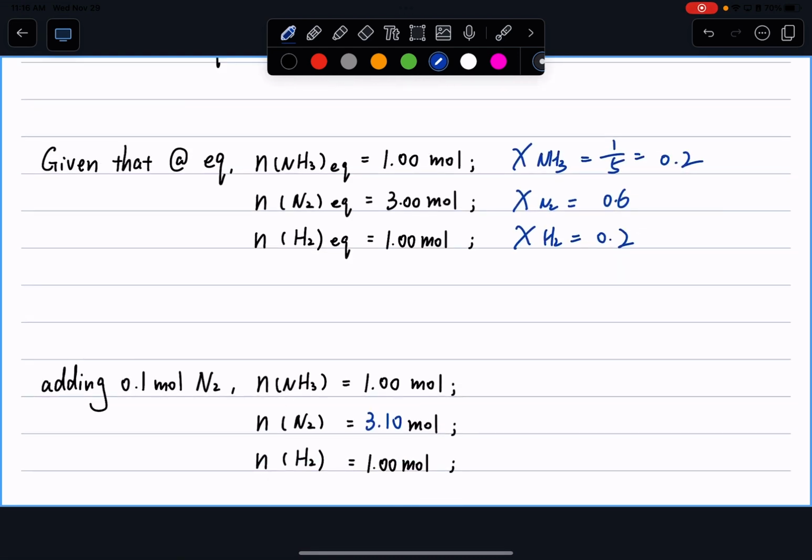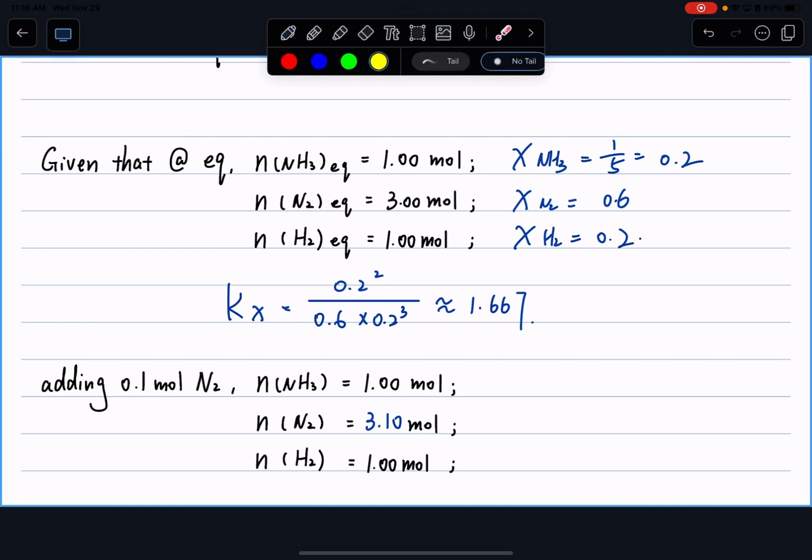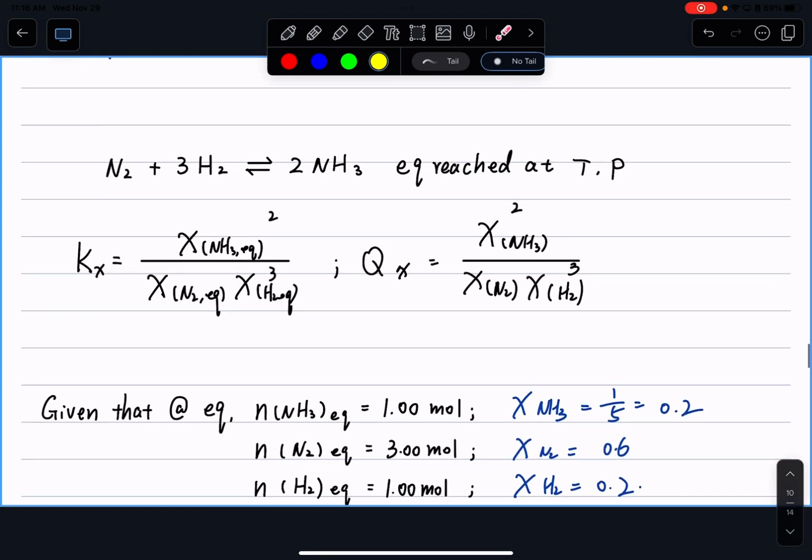So this tells me we have our equilibrium constant equal to 0.2 squared divided by 0.6 times 0.2 cubed. That's about 1.667. That's your equilibrium constant. Now imagine the situation. We now add 0.1 more of N2 to the reaction mixture.